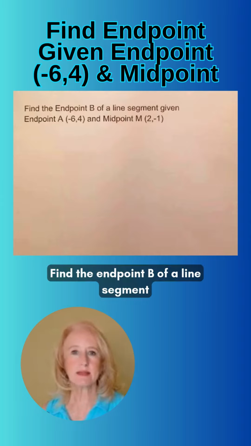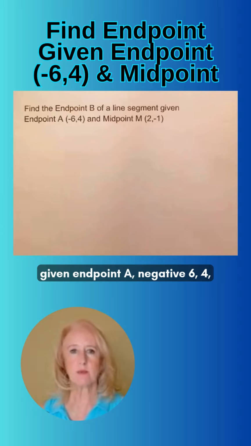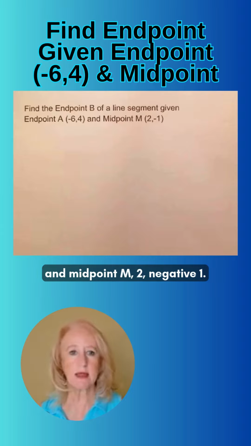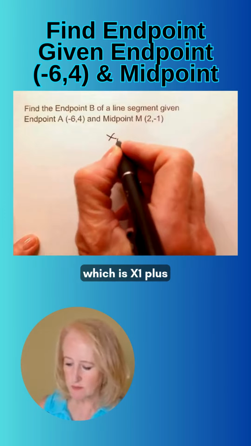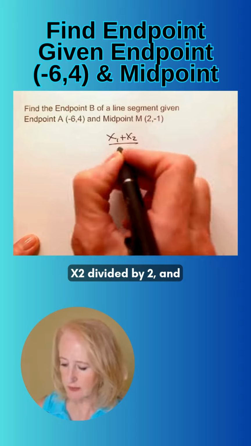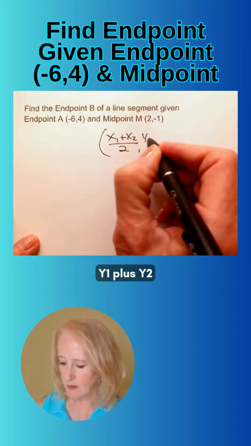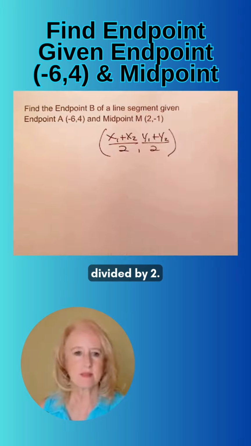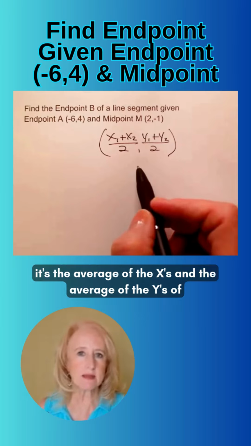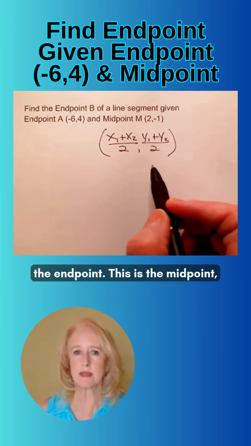Find the endpoint B of a line segment given endpoint A, -6,4, and midpoint M, 2, -1. We still use the midpoint formula, which is x1 plus x2 divided by 2, and y1 plus y2 divided by 2. Basically, it's the average of the x's and the average of the y's of the endpoint.